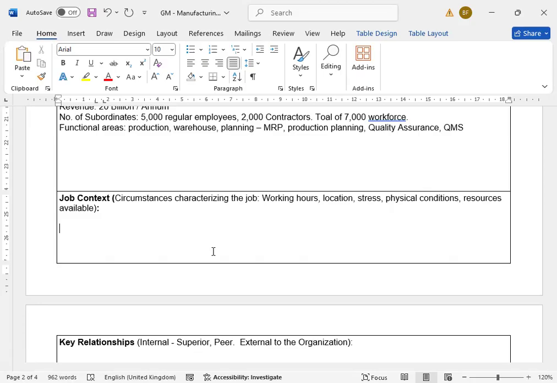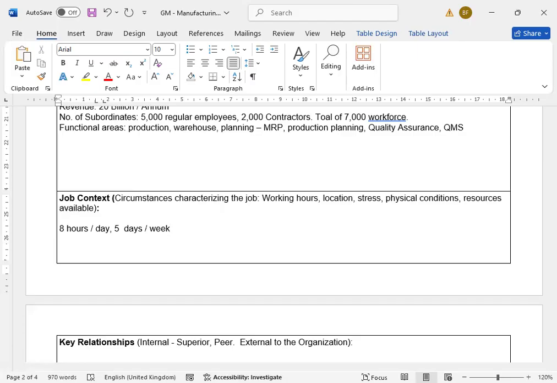Okay, so let's say 8 hours per day of work. Then 5 days. Usually GMs are only working 5 days per week.